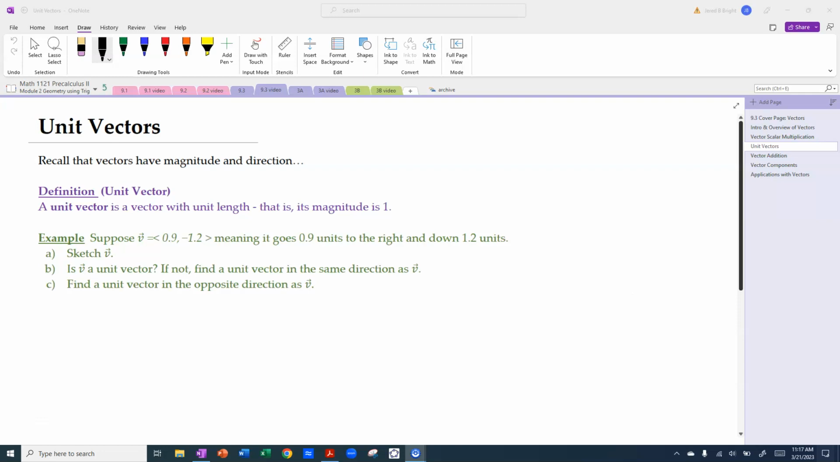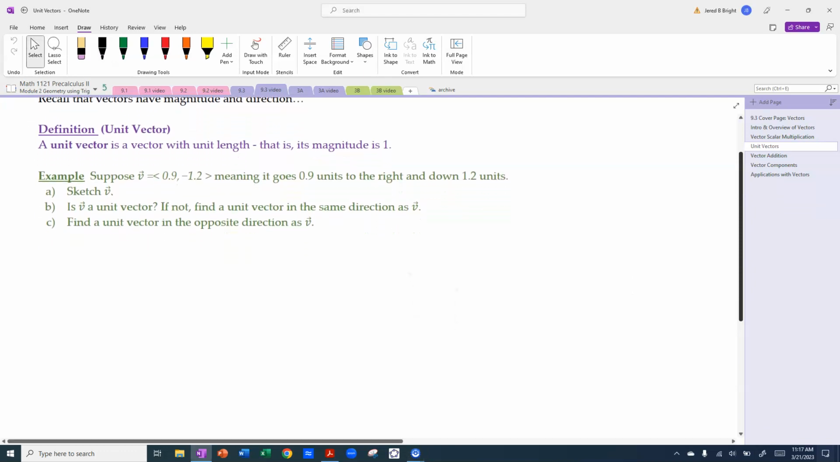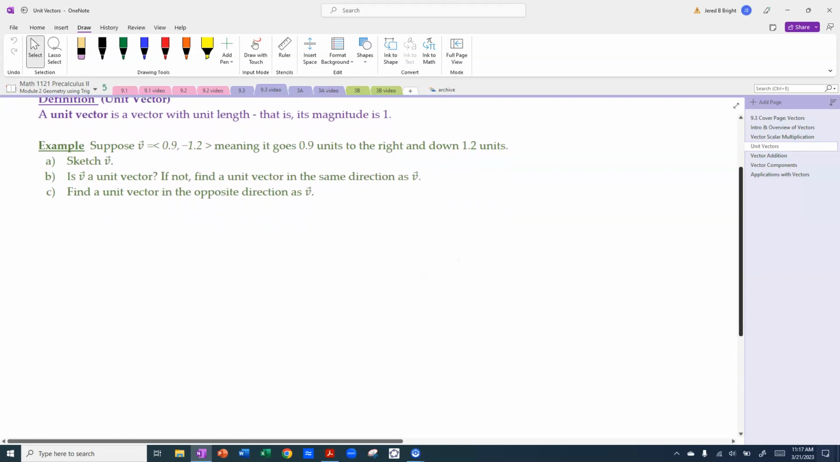We know vectors have magnitude and direction, but there's a special type of vector that we talk about as a unit vector, meaning that we don't really care about the direction much, but we do care about the magnitude, and that means that its length, or the magnitude of that unit vector, is 1. Okay, so we're going to use that definition as we work through an example.